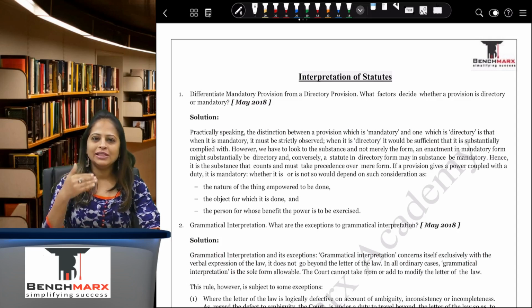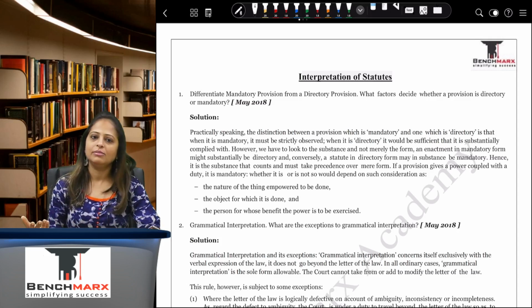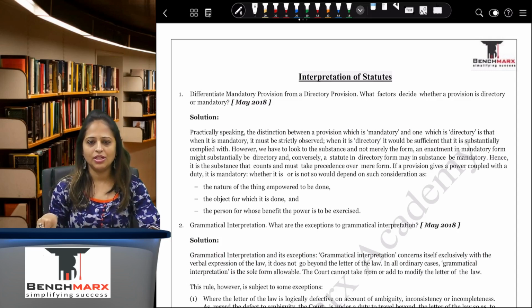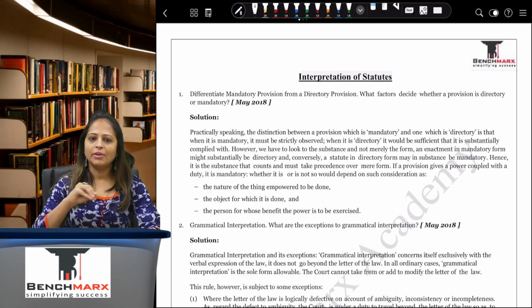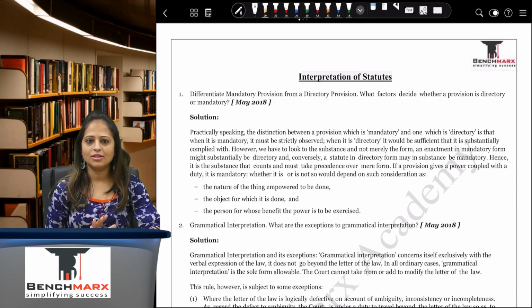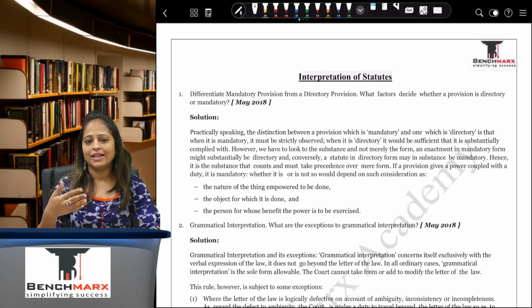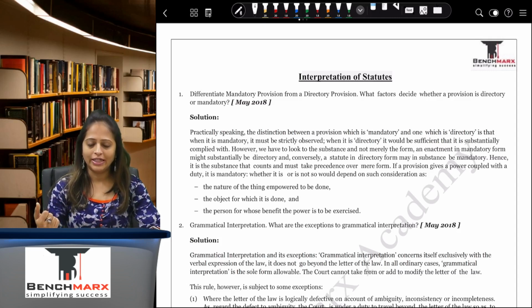Also, there are a few legal maxims, around 8 or 9 legal maxims which are covered in this particular chapter. It is advisable to memorize these legal maxims and use them whenever the exam questions are being asked, so that it further enhances the quality of the answers that you are writing.